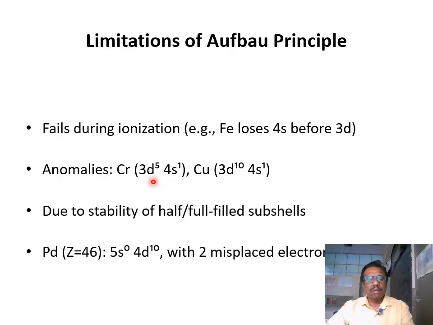This configuration is there because one of the electrons from the s orbital jumps to the d orbital, because if the d orbital is half filled or completely filled, then it will be more stable. To attain this extra stability, one of the electrons from the s orbital jumps to the 3d orbital, and then it attains the stability. So in this case, the Aufbau principle is not obeyed, due to stability of half-filled subshells. Palladium, Z is equal to 46, 5s0 4d10, with 2 misplaced electrons.